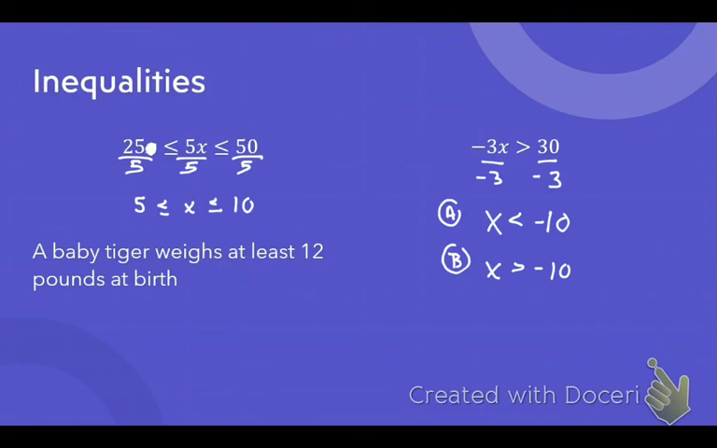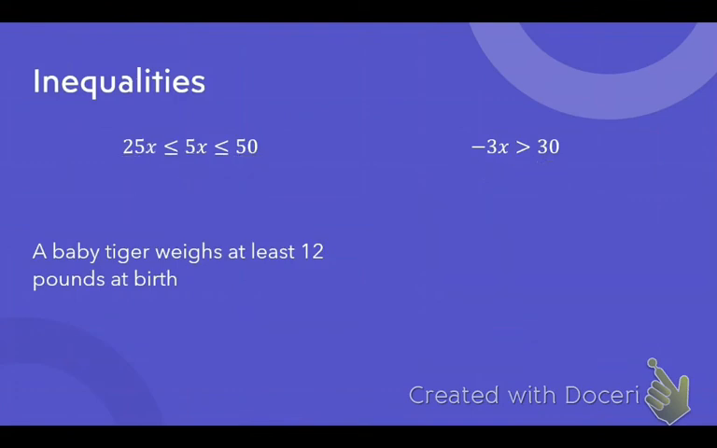What do you think about the baby tiger example? All weights have to be greater than or equal to 12 because it says at least. That means all the acceptable solutions have to be greater than or equal to that number. Just like when we learned this in class, I gave you the roller coaster example. You have to be at least 48 inches tall, which means 48 is the minimum. All the acceptable heights have to be more than that. That's the same thing here. You're going to see these types of questions on your final.